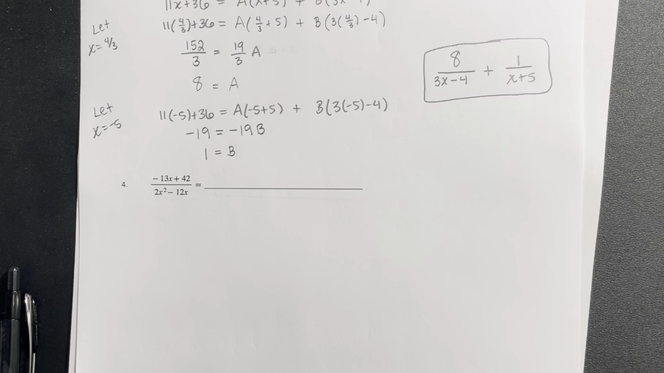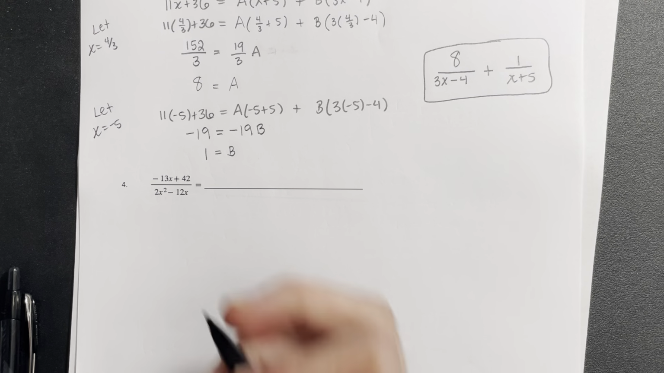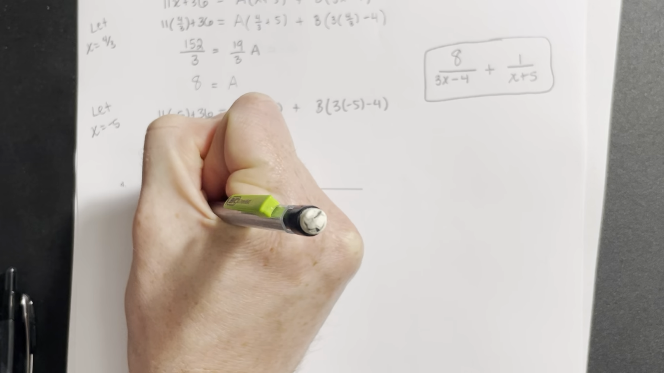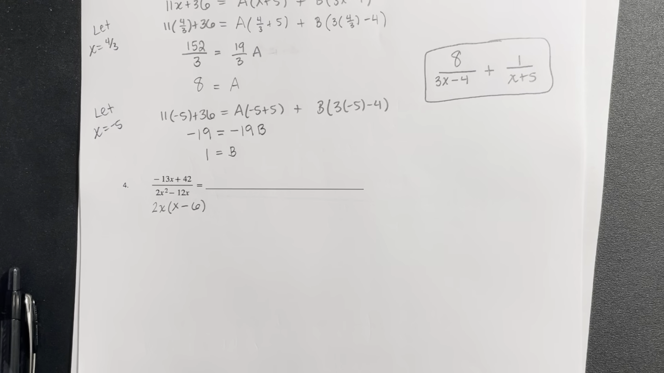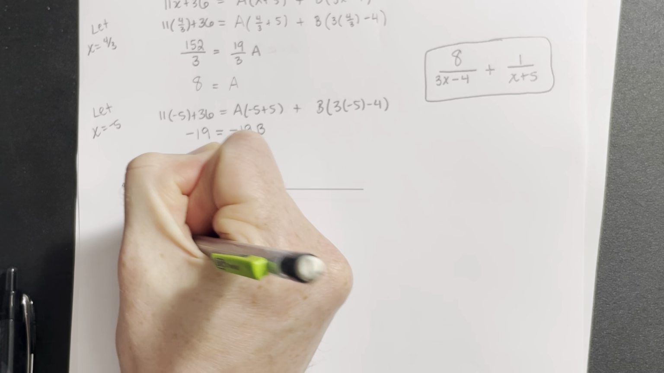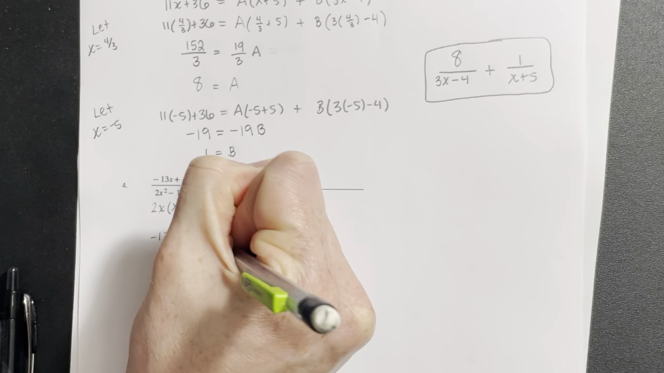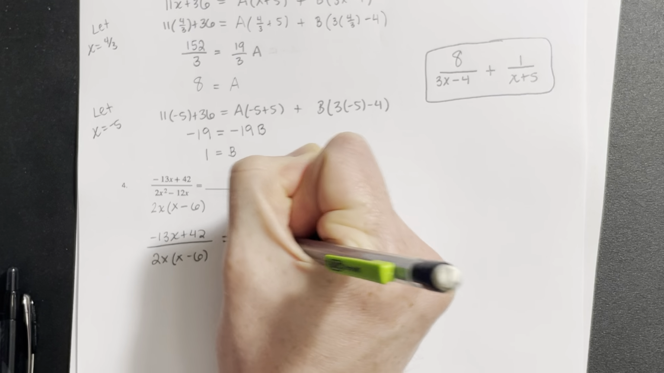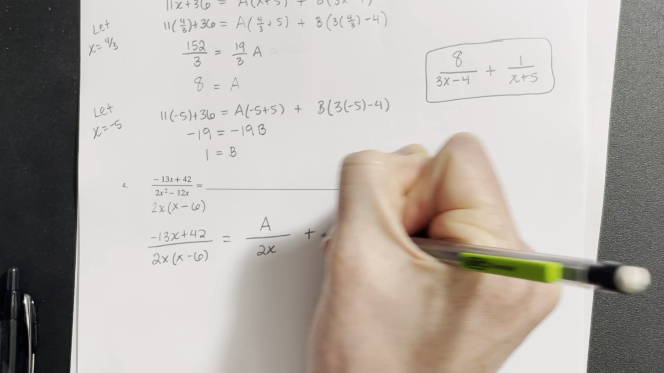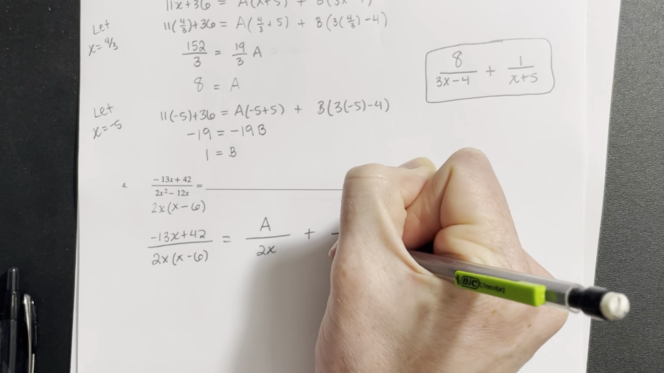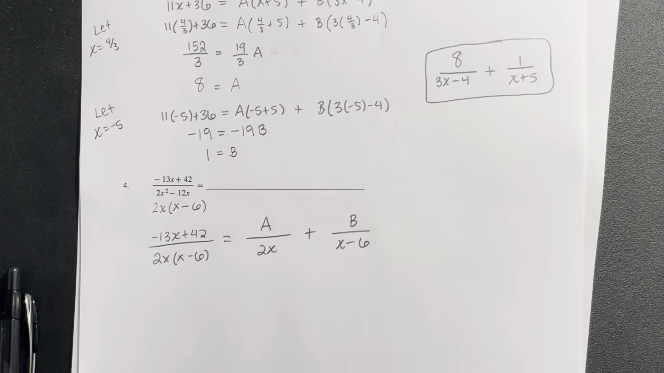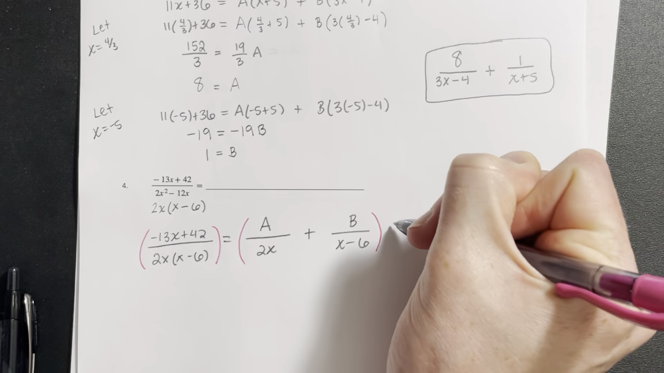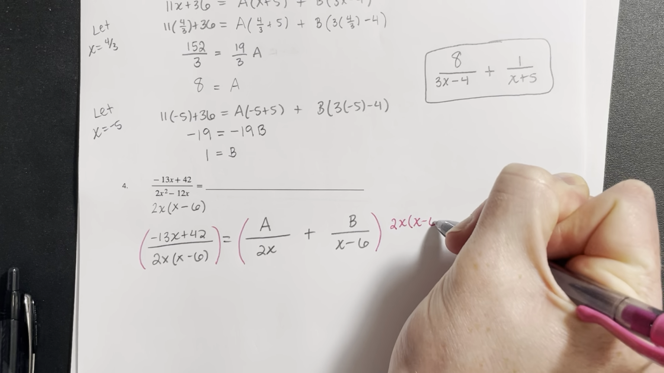And for number 4, again, we want to factor the denominator. This one factors out a common factor of 2x and leaves me with 2x times x minus 6. So I can decompose this fraction into some fraction a over 2x plus some fraction b over x minus 6. And again, we're doing the same process, so we're going to multiply by that common denominator, 2x times x minus 6.